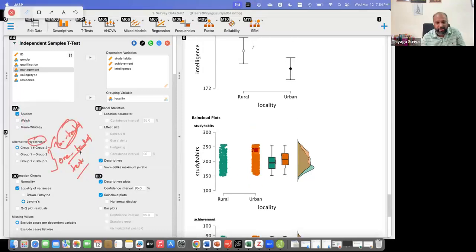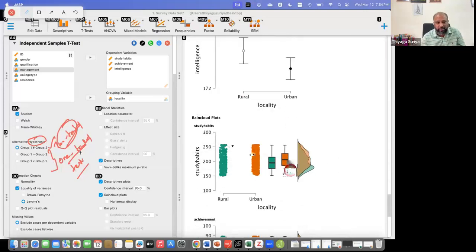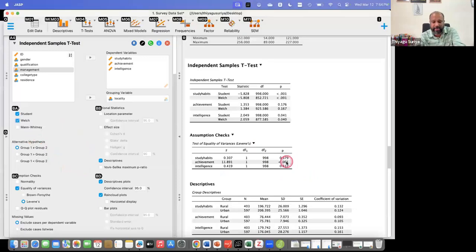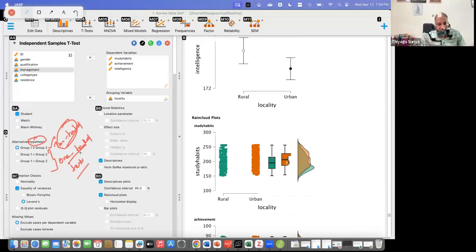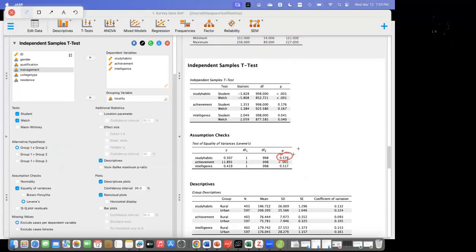Well, right now, one more thing. Hope you are getting the same results. In this case, please kindly look at my slide. I'm taking the study habits only. What is the study habits score? It is 0.579 in the case of Levene's test. Therefore, which one do I have to take? Can I take the student t-test or the Welch t-test? Student t-test.